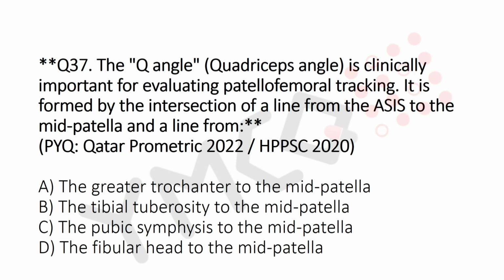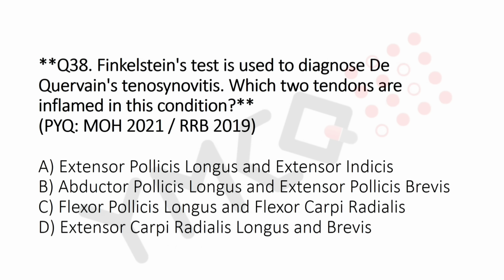Option B, the tibial tuberosity to the mid-patella. Option C, the pubic symphysis to the mid-patella. Option D, the fibula head to the mid-patella. And the answer is option B, the tibial tuberosity to the mid-patella. The Q angle measures the pull of the quadriceps. To draw it, draw one line from the ASIS down to the kneecap and a second line from the kneecap straight down to the tibial tuberosity.